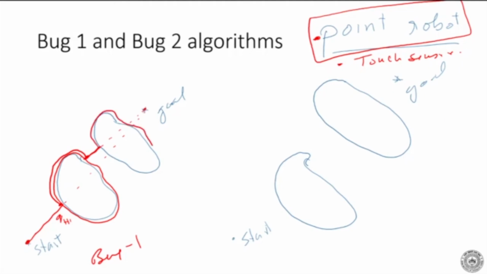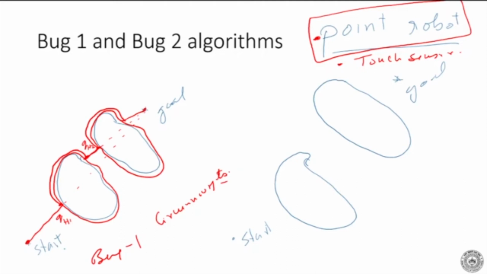Now it circumnavigates again, comes back to here, and then it has to find a point to leave. So this is my Q hit 2. It has to find a point where it can leave the obstacle and go towards the goal. So maybe it finds a point here. It goes like this, finds this point, and then goes there. Now something about the bug 1 is that it circumnavigates the obstacle.